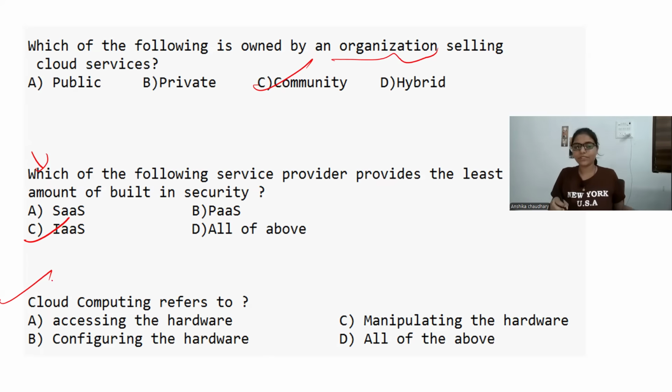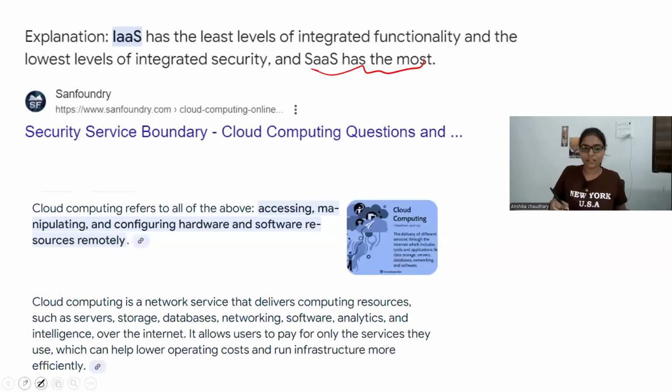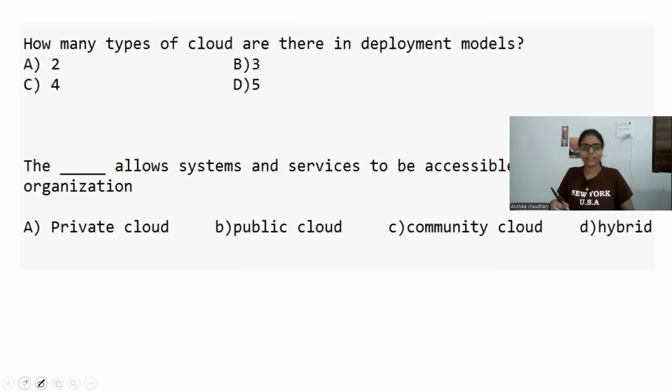So cloud computing refers to all of the above: computing, accessing, and manipulating. Have a look at this question. How many types of cloud are there in the model? Two, three, four, or five? There are four types of cloud: public, private, community, and hybrid cloud. Let's move on to the next.